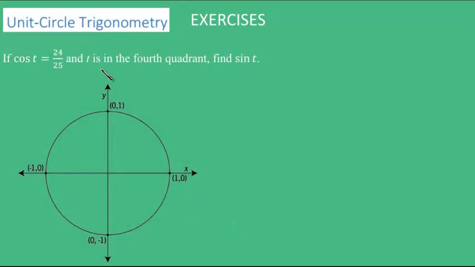In this case, we're given an angle in the fourth quadrant and told that its cosine is 24 over 25. And then we're asked to find the sine of that angle. So once again, let's visualize this. We see that the x coordinate then is 24 over 25. These are the coordinates of this point here. The terminal side is indeed in the fourth quadrant, and then this is the angle T.